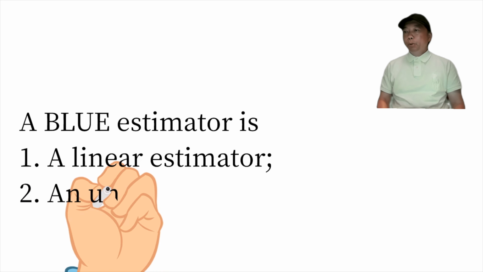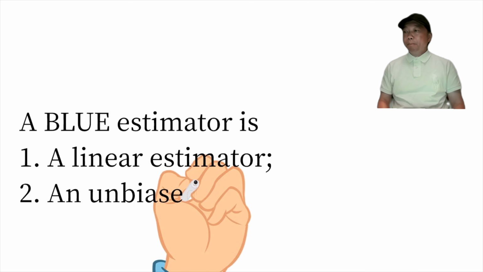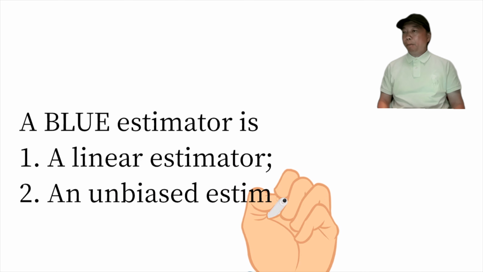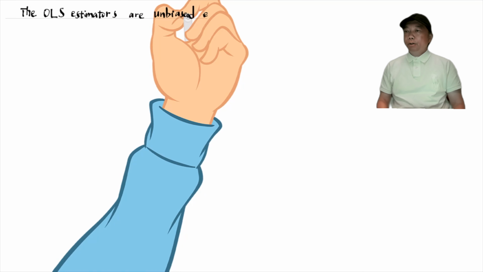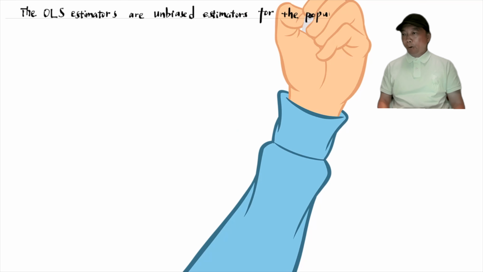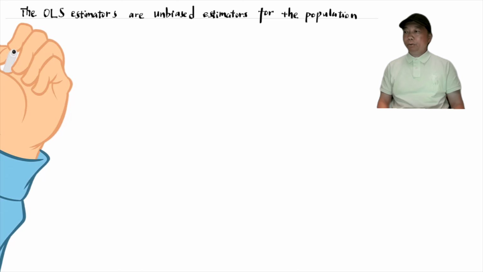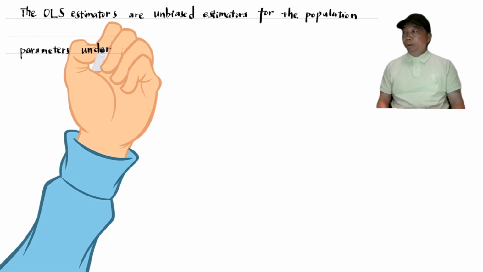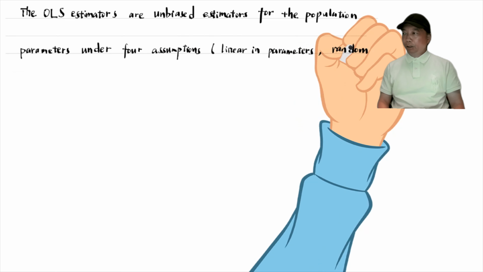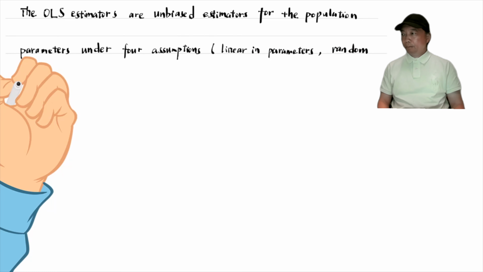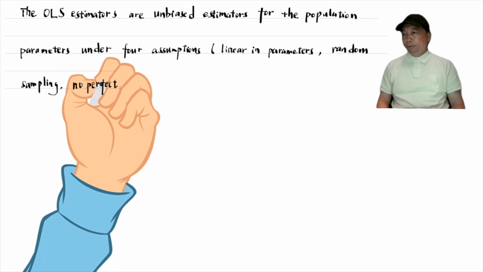Second, a BLUE estimator is an unbiased estimator for the population parameters. The unbiasedness of the OLS estimators relies on the first 4 Gauss-Markov assumptions. The zero conditional mean assumption is the key assumption for the unbiasedness. Here is the proof.